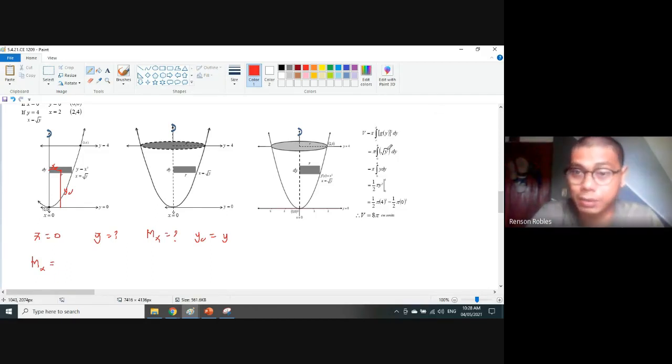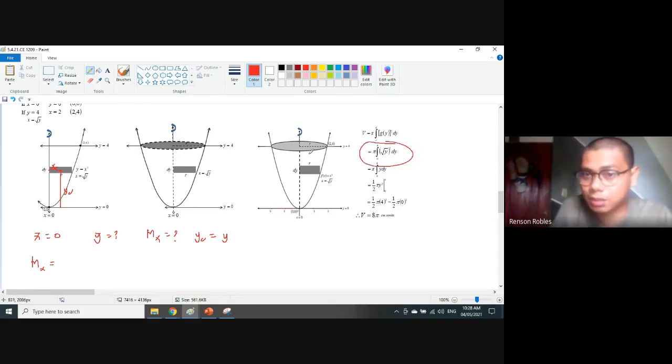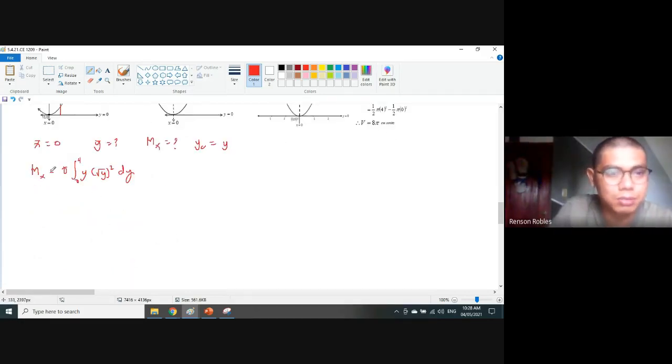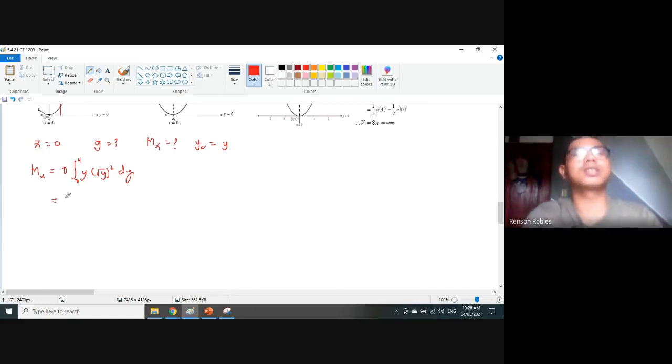We will just copy this once more, literally copying this part. That's pi, integral from 0 to 4, and then you have square root of y, and then you add yc. Yc is y, and then this is your dv, square root of y squared dy. Can I ask someone to solve this? Kindly solve this on your sheet.